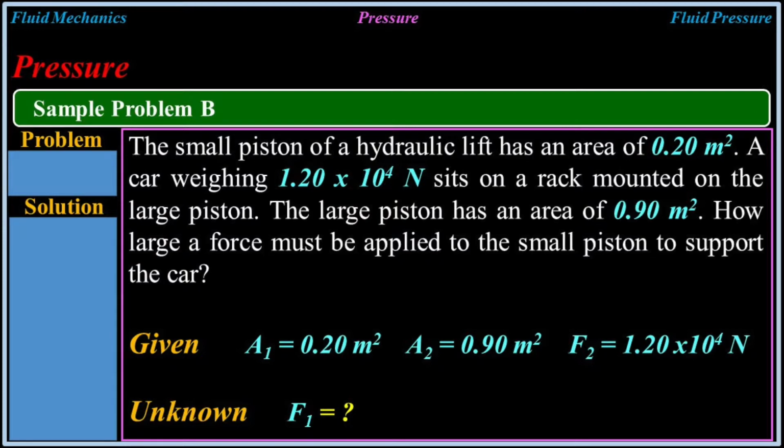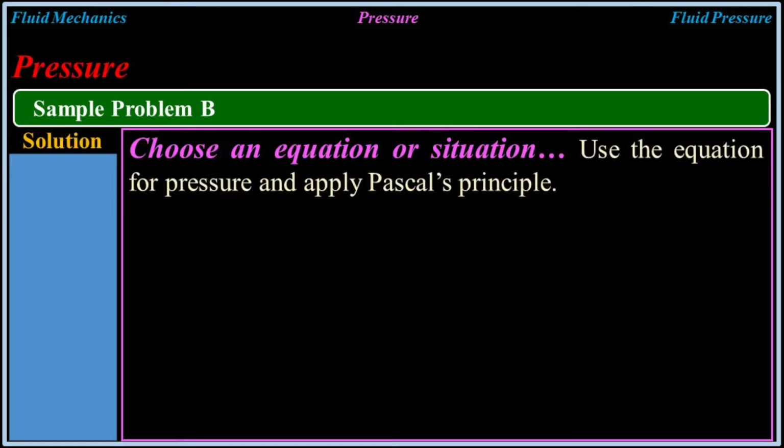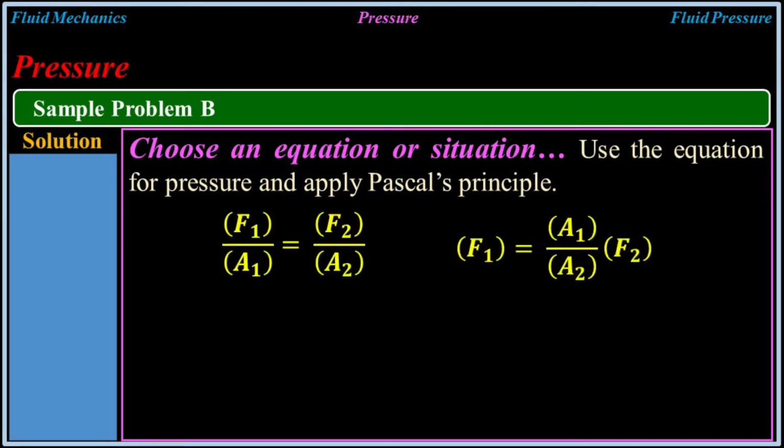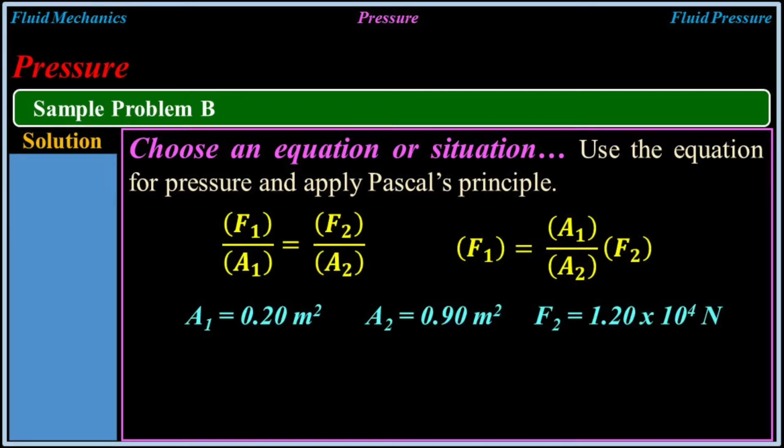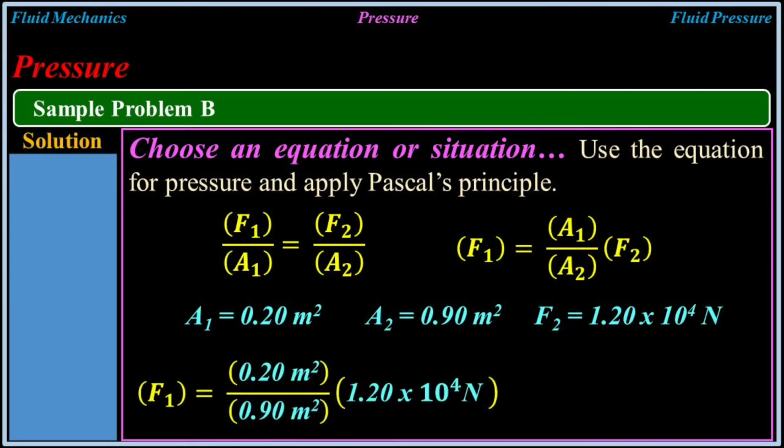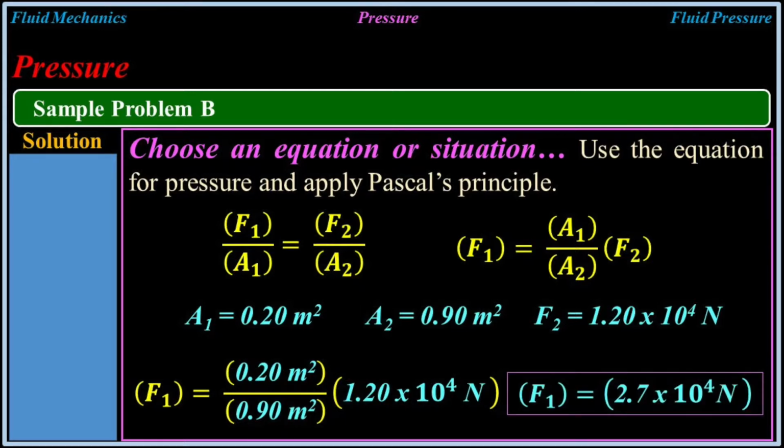Here's what's given. I'm looking for F1. I'm going to use the equation for pressure and apply Pascal's principle, so I'm going to solve for F1. I'm going to plug in my values. Again, very simple, a proportional relationship. There are my values, there's my plug-in. I'm going to calculate the value, and I get 2.7 times 10 to the fourth newtons for F1.